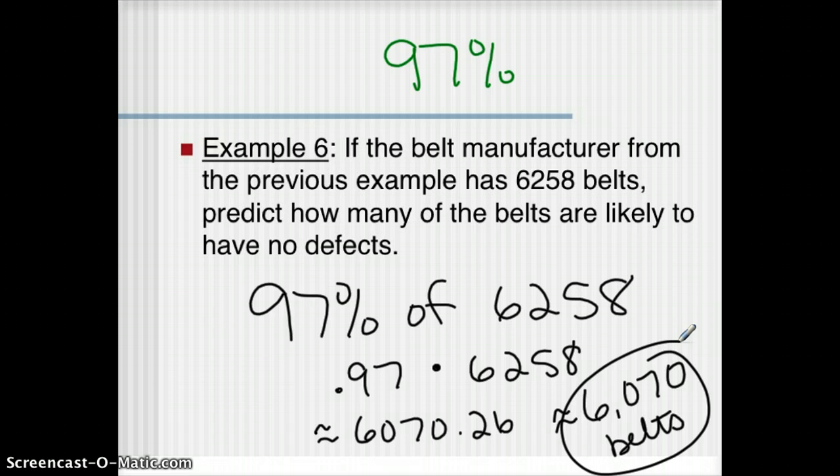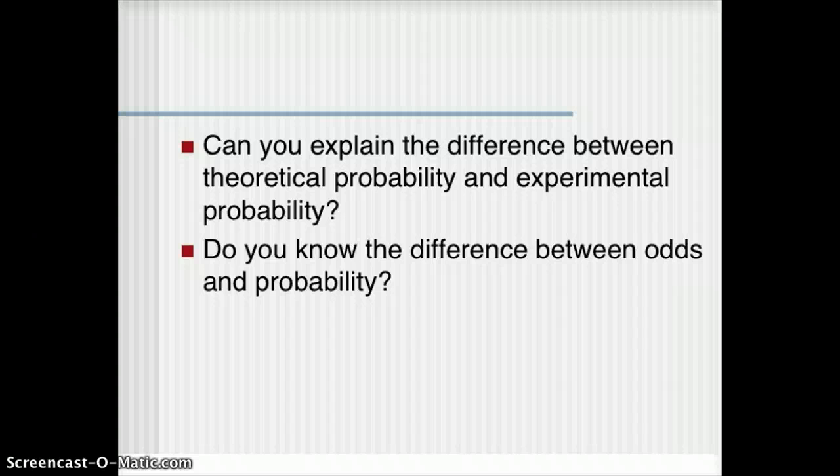All right, I want you to ask yourself a couple questions and see if you understand these things before you are done. Can you explain the difference between theoretical probability and experimental probability? Okay, so ask yourself if you know that difference. If not, it might be time to go back and review a little bit.